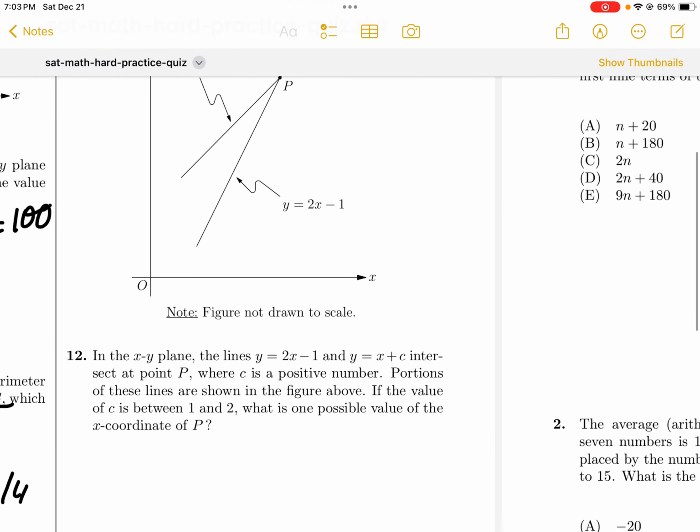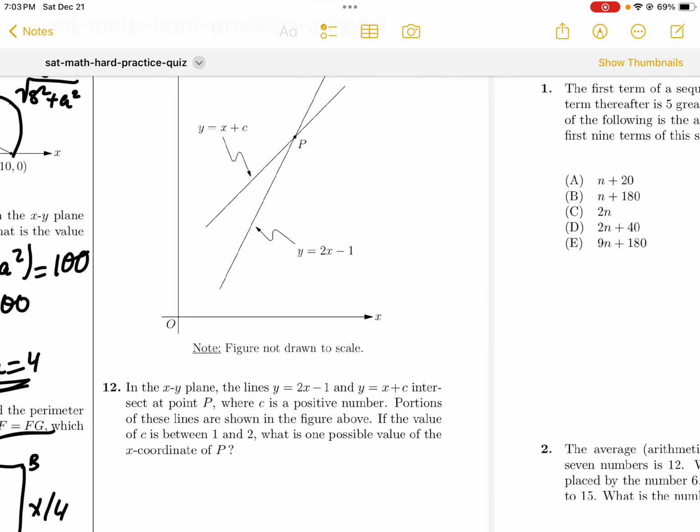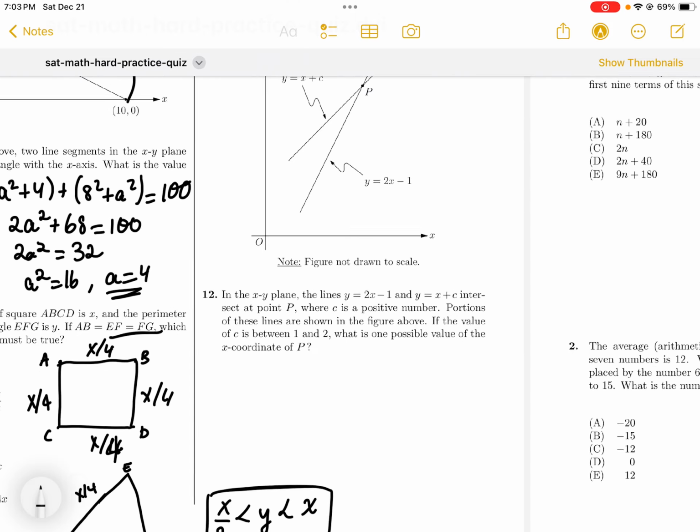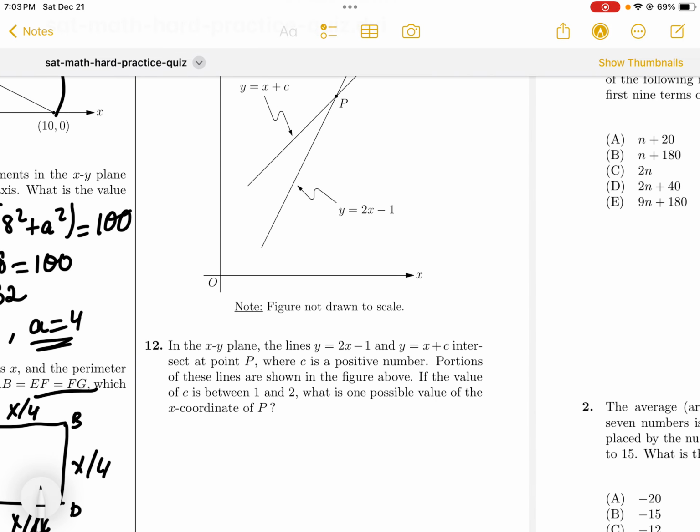Question 12. In the xy plane, the lines y equals 2x minus 1 and y equals x plus c intersect at point P, and c is a positive number. Portions of these lines are shown in the figure above. If the value of c is between 1 and 2, what is one possible value for the x-coordinate of P? So first of all, let's set up an algebraic equation that helps us determine the intersection point of these two lines. Let's set the equations of the lines equal to each other. So we can set 2x minus 1 equal to x plus c, and we're going to solve for x.